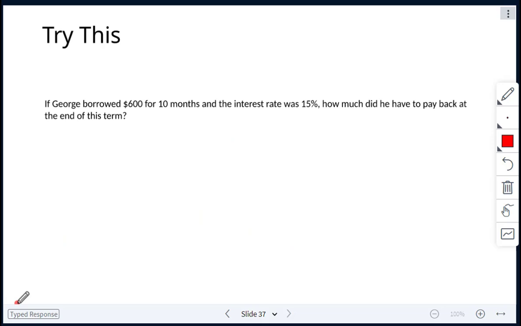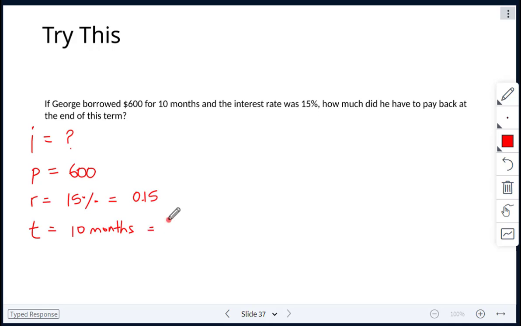For this one, George borrowed $600 for 10 months. The interest rate was 15%. How much did he have to pay back at the end of this term? We have to calculate the interest; that's what we don't know. His principal amount is $600. The rate of interest is 15%, which is equal to 0.15. The time is 10 months, so we have to use 10 out of 12.